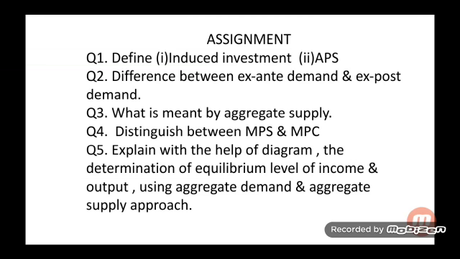Question number 5, explain with the help of the diagram the determination of equilibrium level of income and output using aggregate demand and aggregate supply approach. You have to write the assumptions, chart and the graph with their explanation.